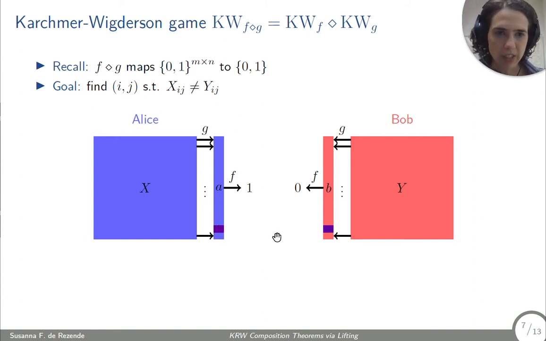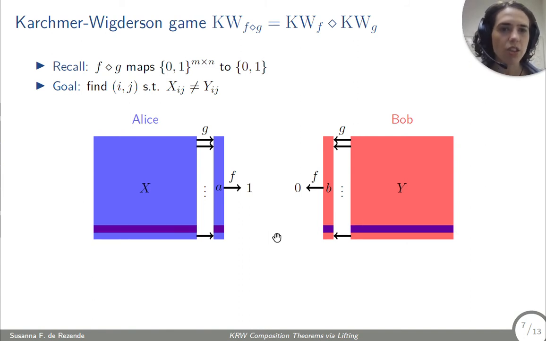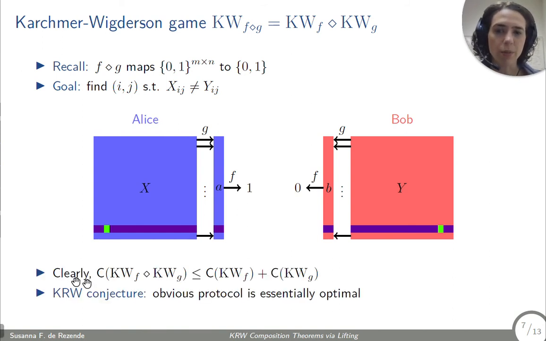Once they find this position, they know that if they look to the corresponding rows, those rows must be different, because G applied to this row gives different values. So now they can simulate the KW game on G on this row and find an entry of the matrix where their inputs differ. Okay, so this is showing that the communication required for the composed problem is at most the sum of the communication required for the two separate problems.